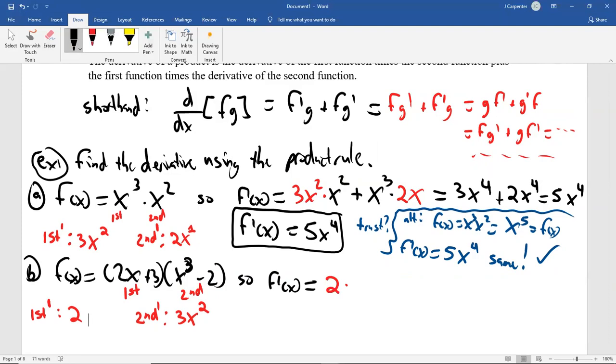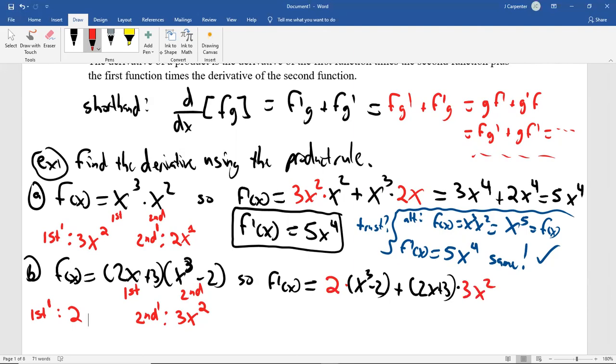Black. So the second function was the x cubed minus 2. Again, this is the derivative of the first times the second. There we go, plus. Now, since we used the derivative of the first last time, let's use the regular first this time, which was the 2x plus 3. And you definitely need lots of parentheses for this stuff, especially for binomials and trinomials. Then times. Now, last time we used the regular second function, so we're going to use the derivative of the second function, which is the 3x squared.